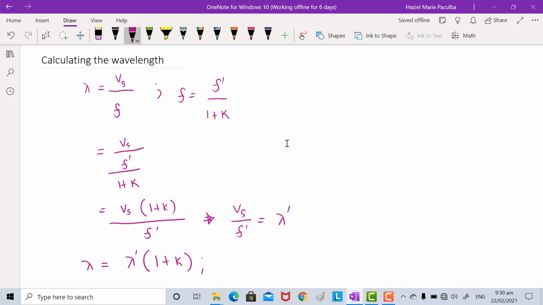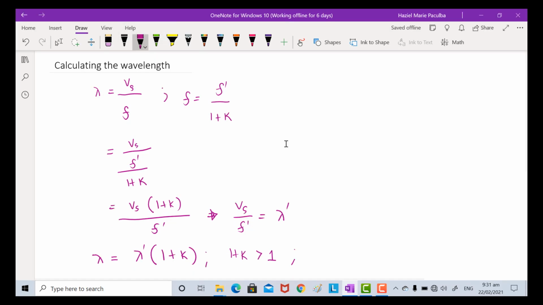Now take note that 1 plus kappa is always greater than 1. Therefore, lambda is always greater than lambda prime, or the wavelength as perceived by the receiver or the listener is always greater compared to the wavelength of the wave emitted by the source.